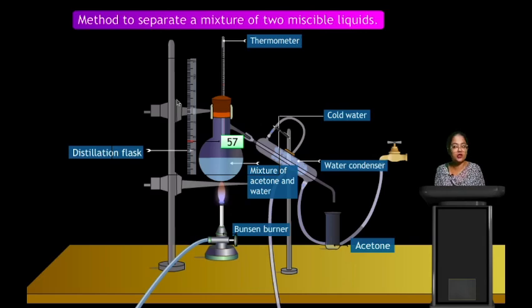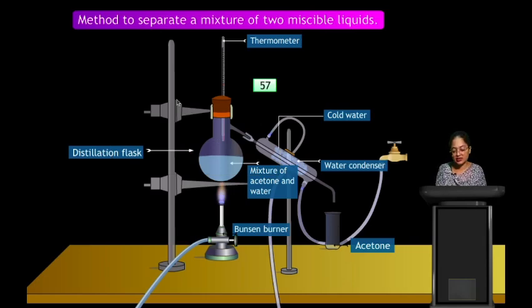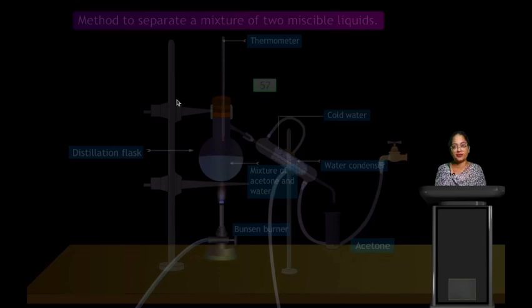So ethanol and acetone are the same thing. The liquid acetone or ethanol is formed here, but water remains the same. Why? Because the boiling point of water is 100 degrees Celsius. Like I said, 57. Then you can see there. So what is this process called? It is called the distillation process, okay.